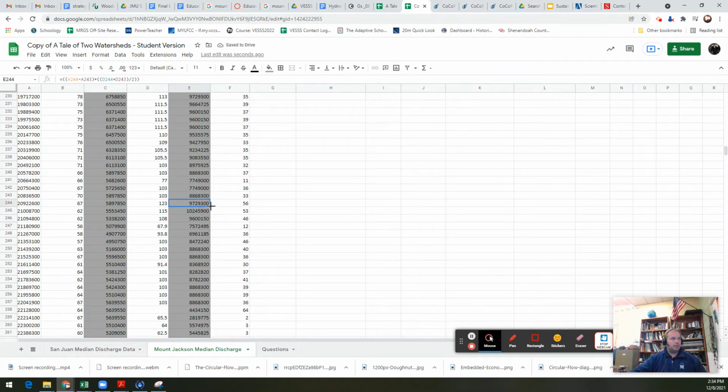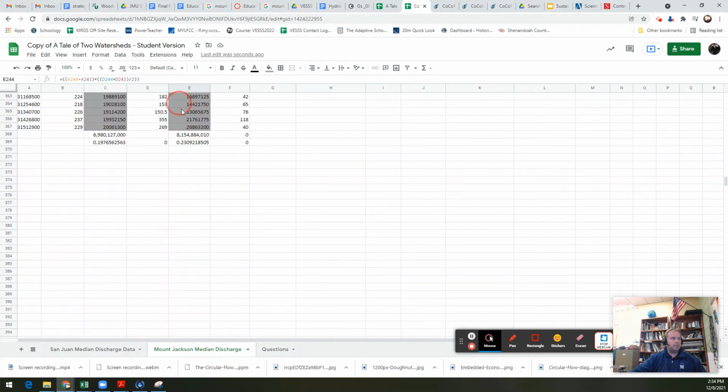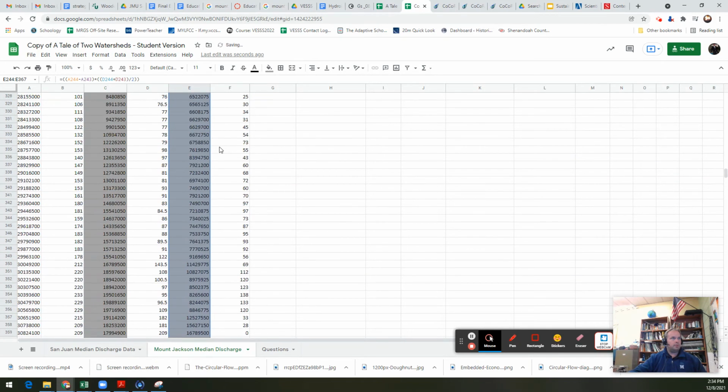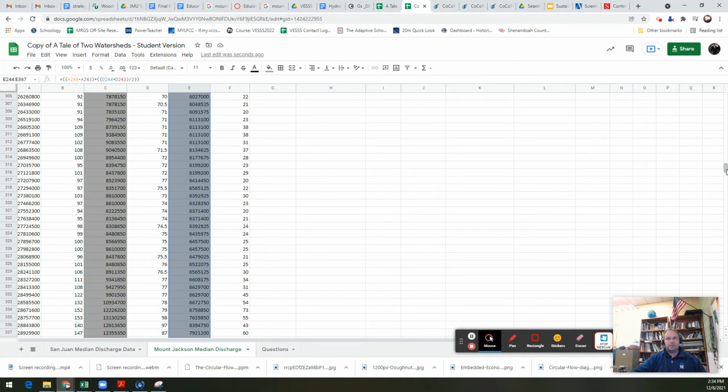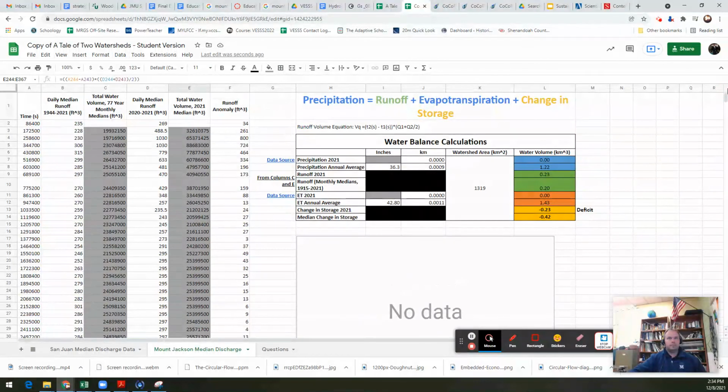I'm going to double click or drag my data back on down to make sure that I'm accurate. But this is an important skill, to be able to look at your data and make sure it makes sense, right? Because if it doesn't make sense, then there's something wrong.